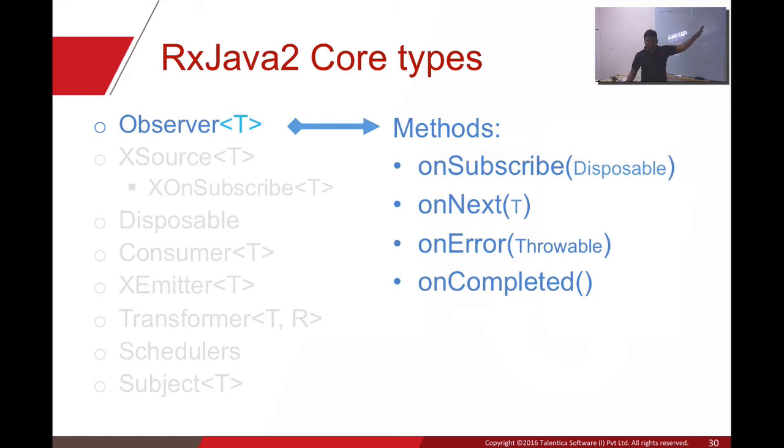Observer is something that the subscriber, the third S, the second S, the subscriber, receives data in the onNext callback, in the onError callback, in the onCompleted. If the source is exhausted of data, it will call onCompleted, and it gives you a disposable. This disposable you can use to cancel the flow, and to know whether somebody is still subscribed or not.